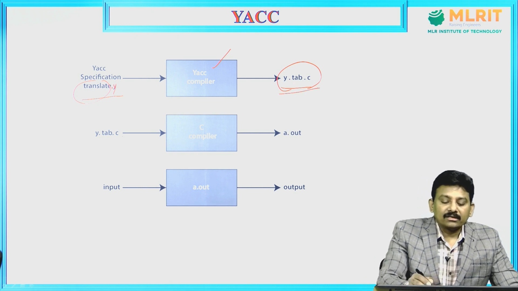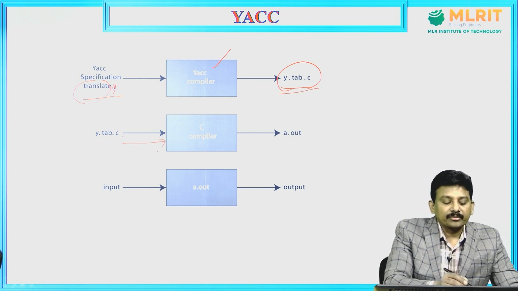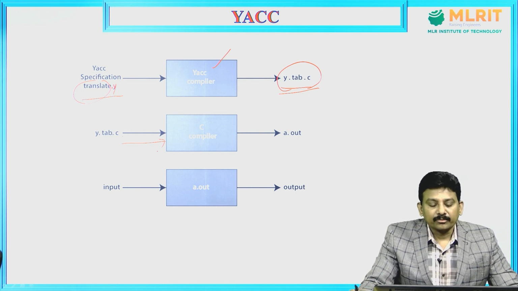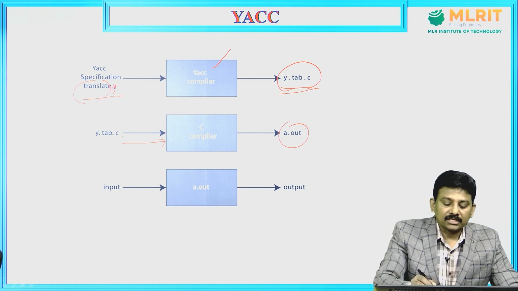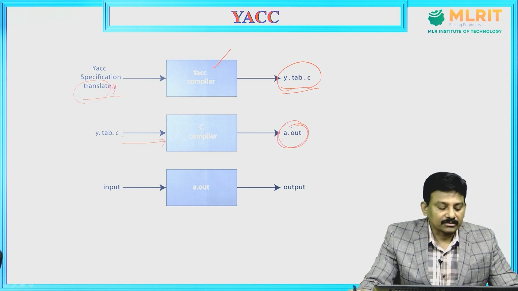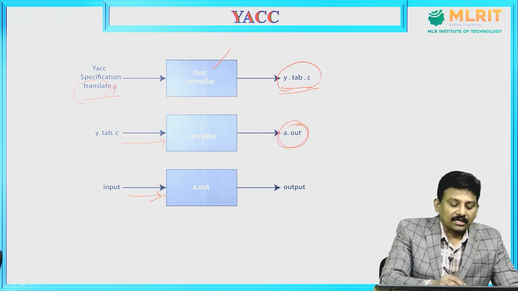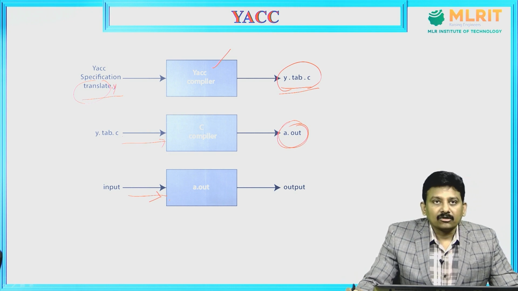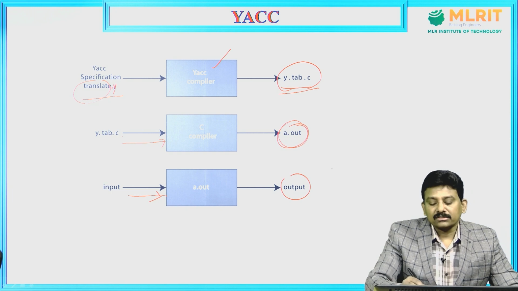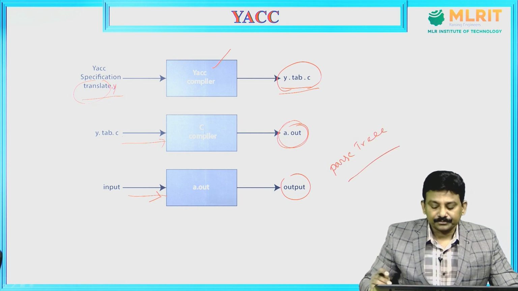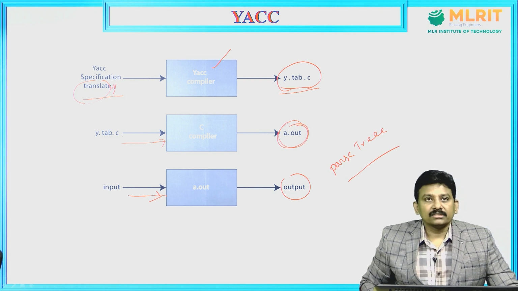This y.tab.c is given to the C compiler as input, so that the C compiler will produce a.out as output, that is, object code. Now, this a.out is a YACC program. If you give a grammar as input to this a.out, it will produce output as a parse tree or syntax tree. The output of YACC is a parse tree.